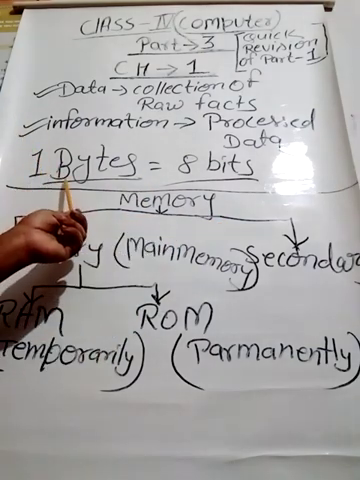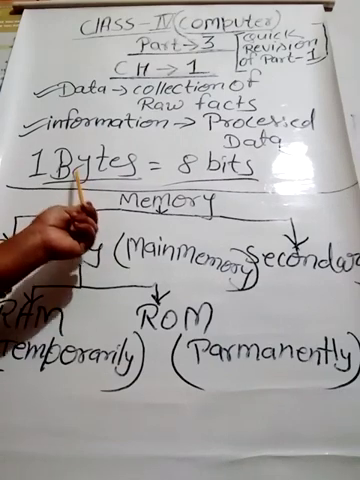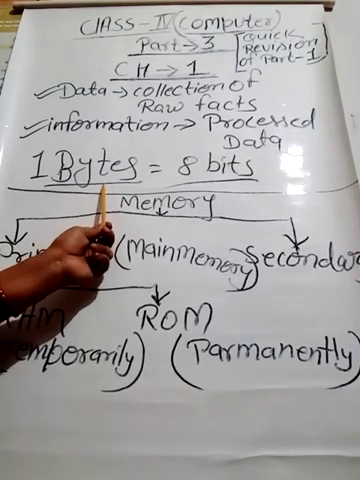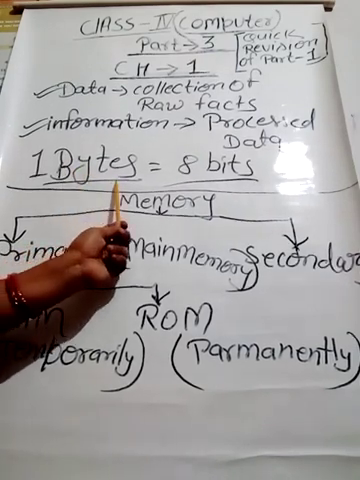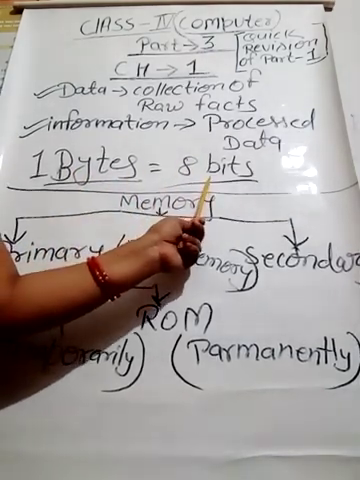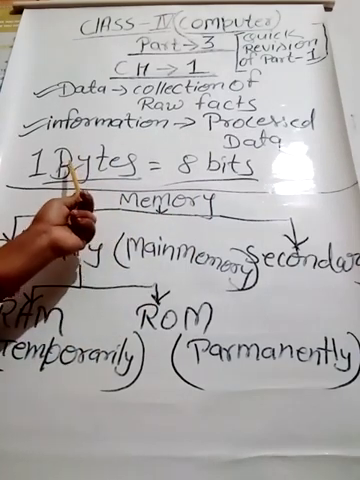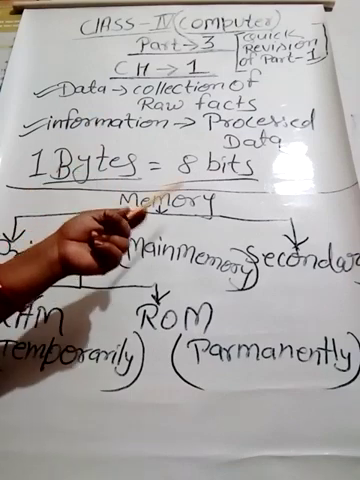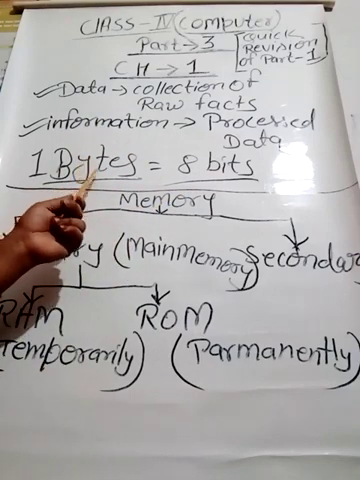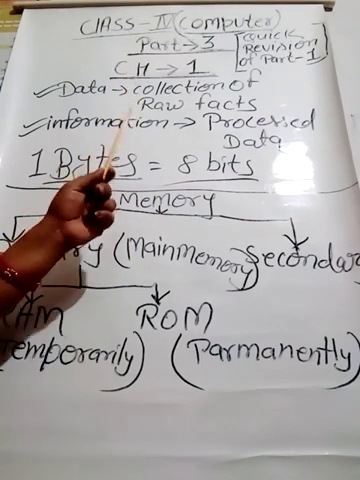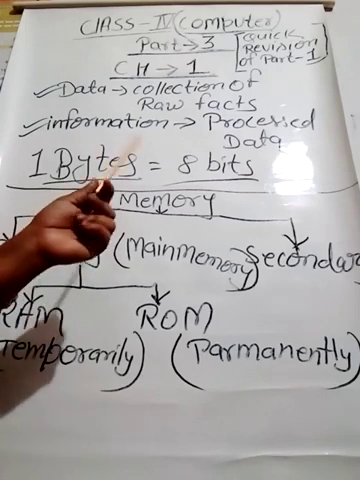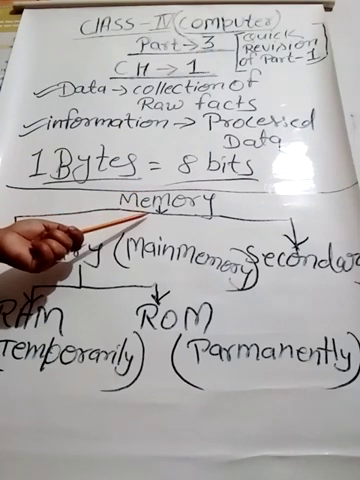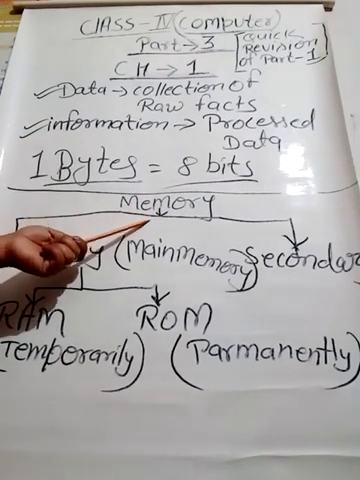In terms of storing data or informations in a computer, it is measured in bytes, and 1 byte is a collection of 8 bits. When you open your book page number 2, you can see a table is given there. The measurement table is given there. You have to learn it by yourself. Now I am coming to the classification of memory.